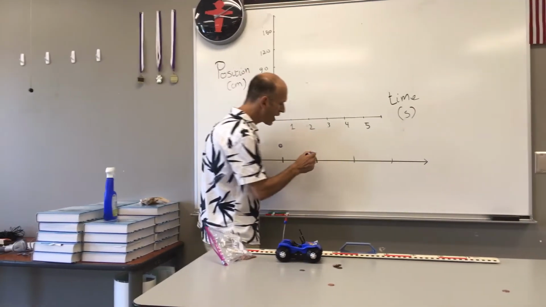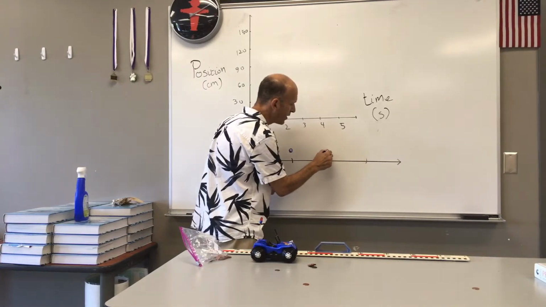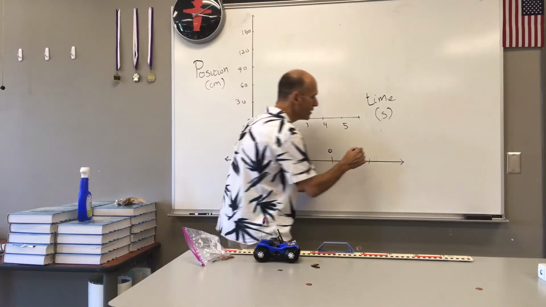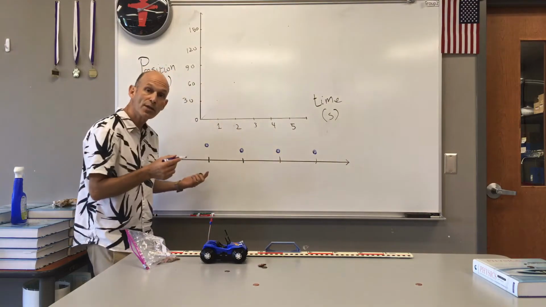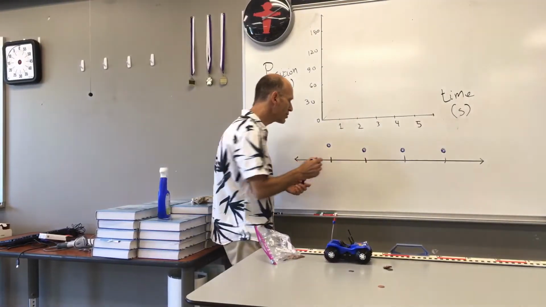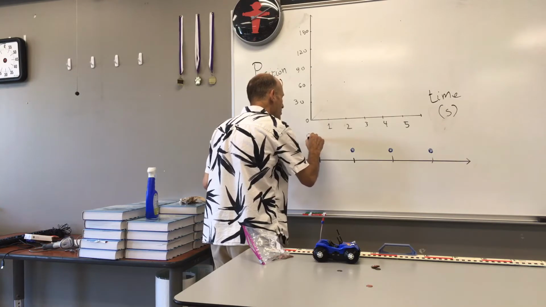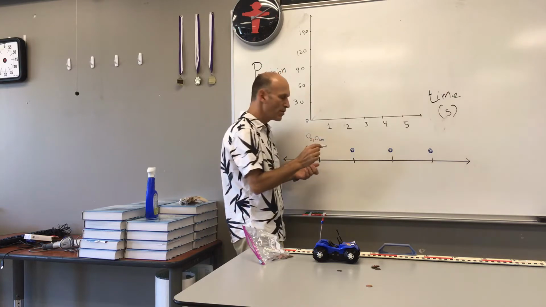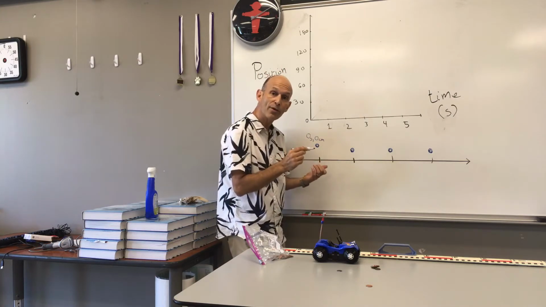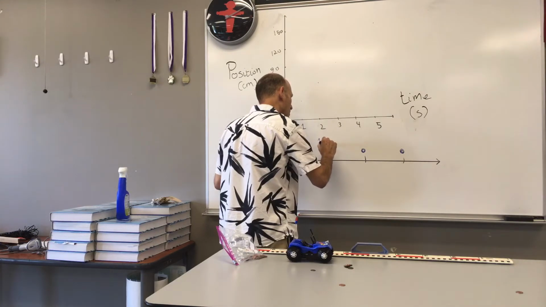If I just draw a dot to represent where the pennies are, we would expect them, since it moved at a steady speed, to be evenly spaced. And then we could assign times and positions to the dots. We could say that's 0 seconds, 0 centimeters. The tumble buggy moves at about 30 centimeters a second. So then at 1 second, this would be 30 centimeters.